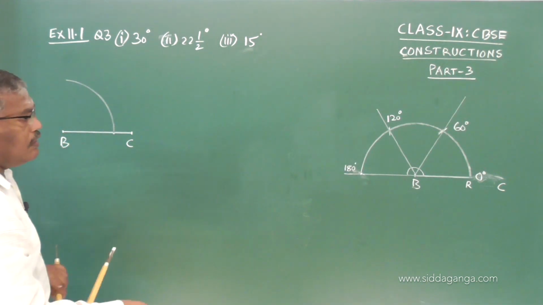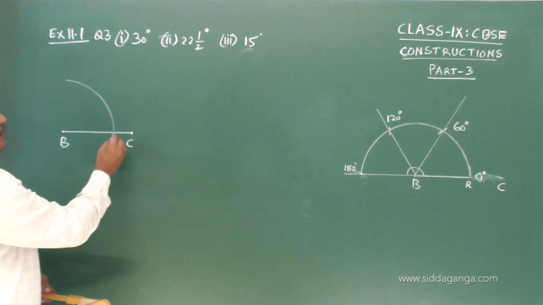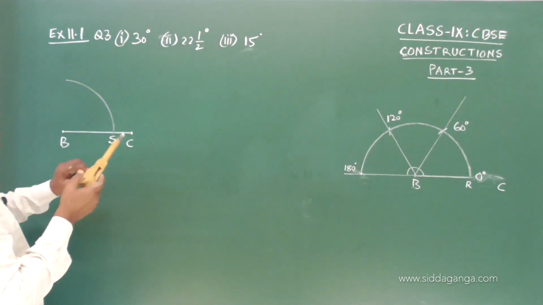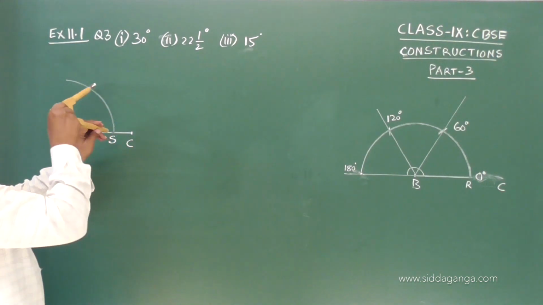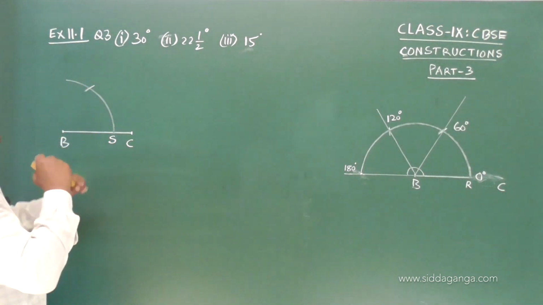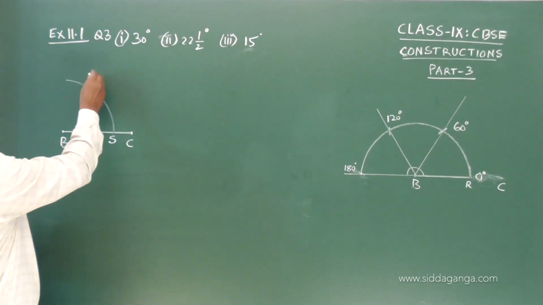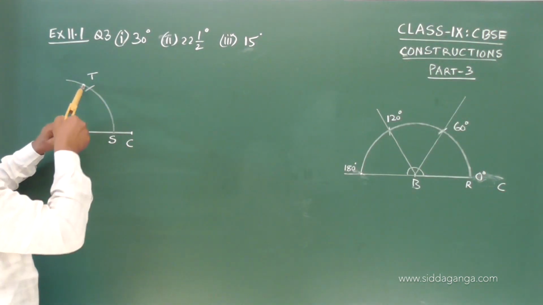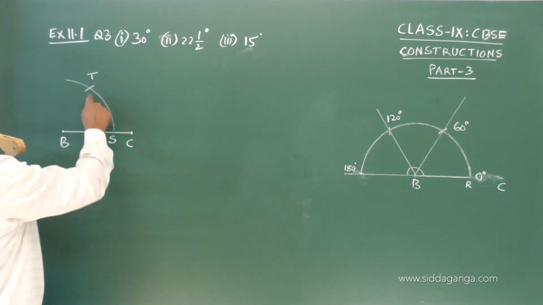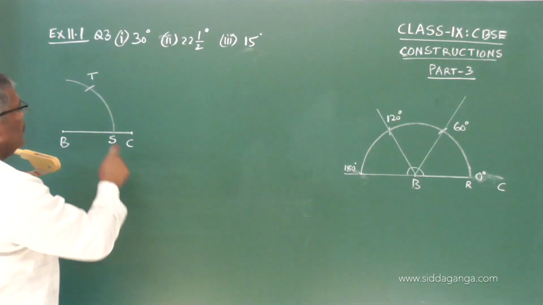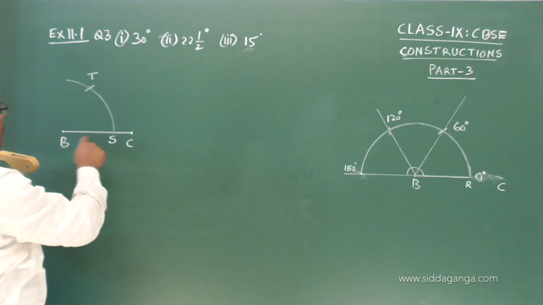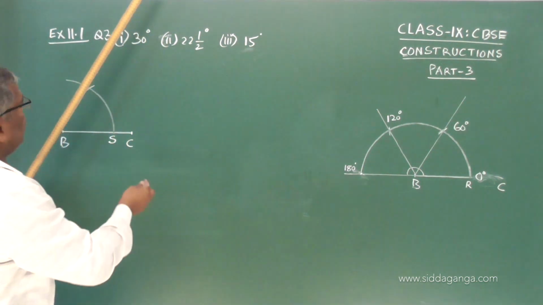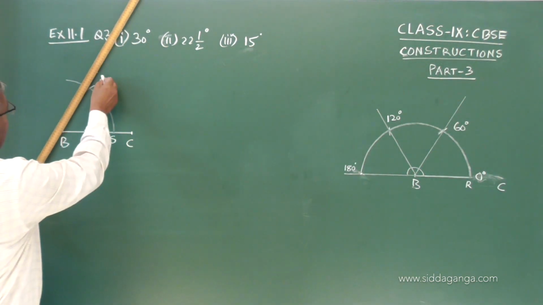So now you call this point S. Now with S and with the same radius you cut this. When this is the same radius, BS is equal to ST, and this circle is drawn with this. So these three distances are the same. Therefore it is an equilateral triangle, TBS. So therefore here we will get 60 degree. So now you join this line.